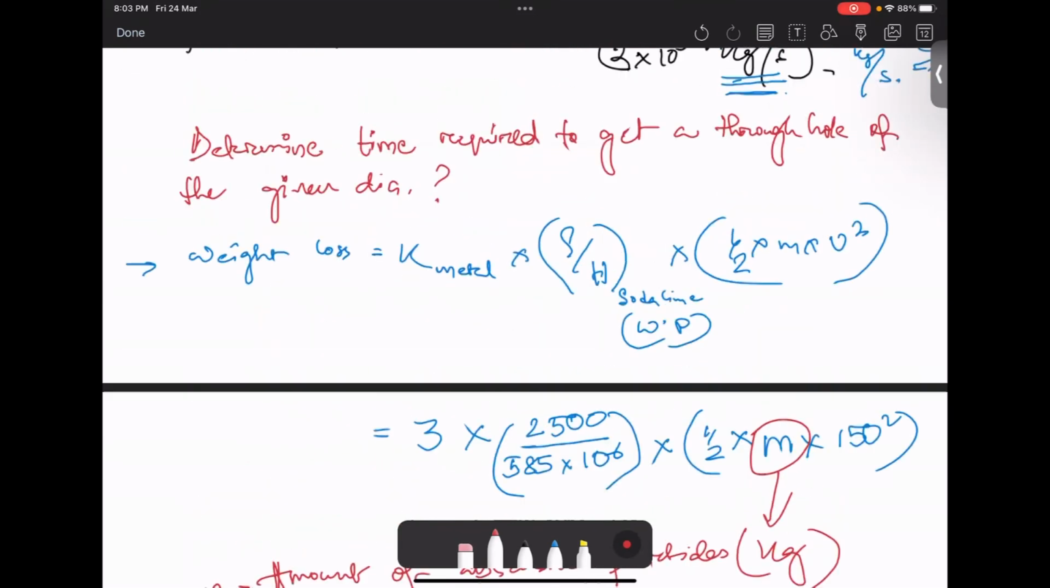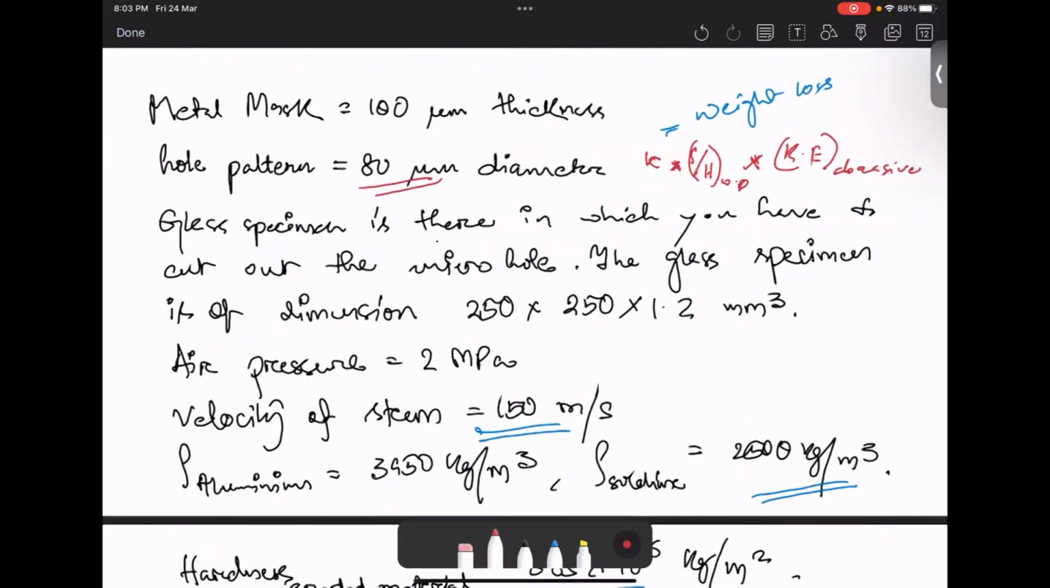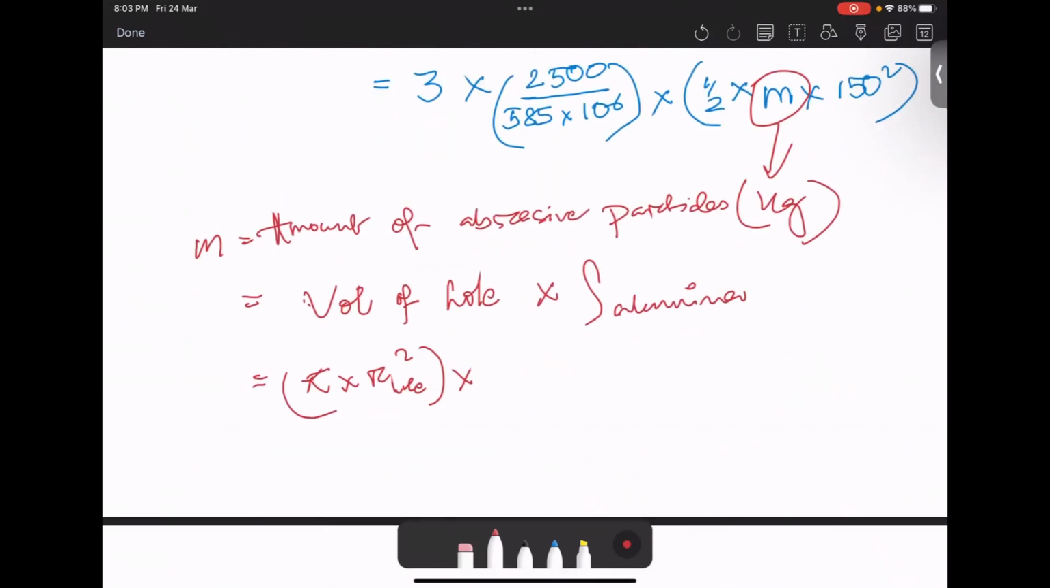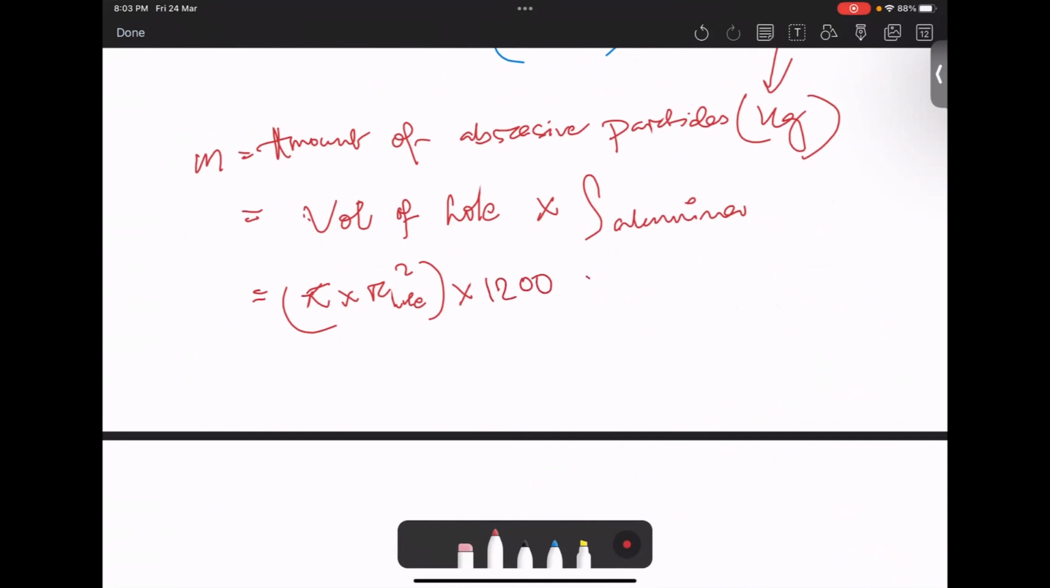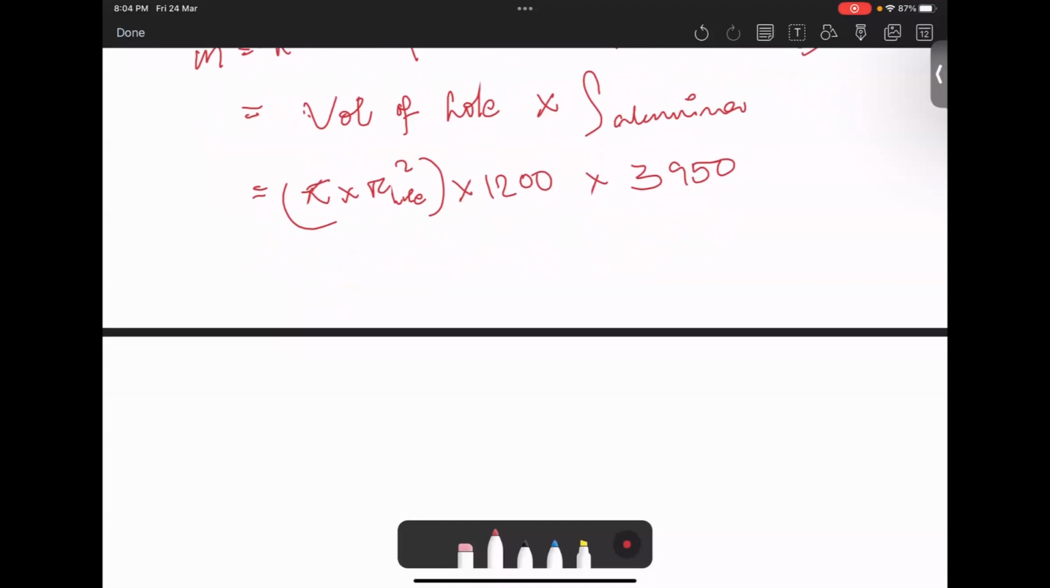which is given as 1200 microns. And then comes the density, which is given as 3950 kg per meter cube. So this is in microns.